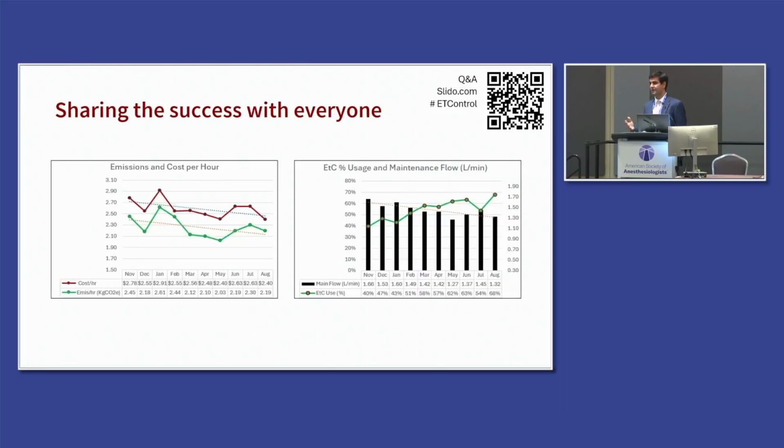Some of the other data, naturally, as you do this, your cost per hour drops and your emissions drop. The slide on your right, or on your left, the other one, is a different way of looking at the previous slides, seeing how the flow rates drop and how the emissions drop.